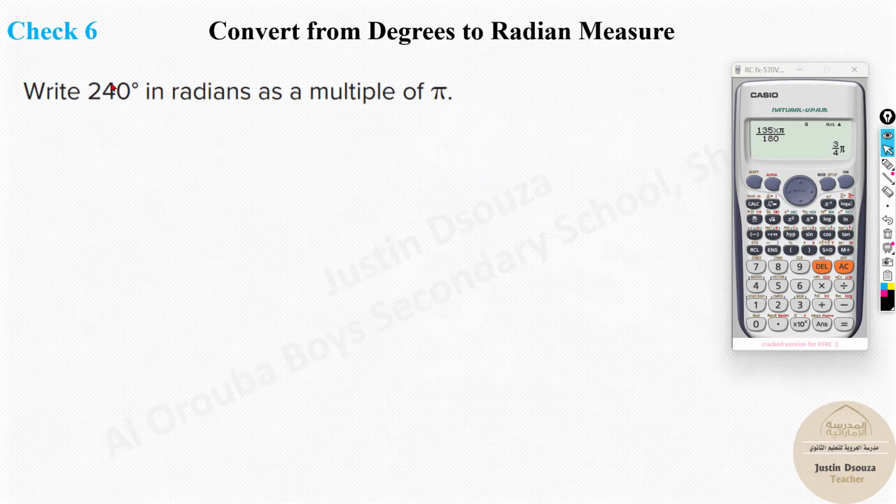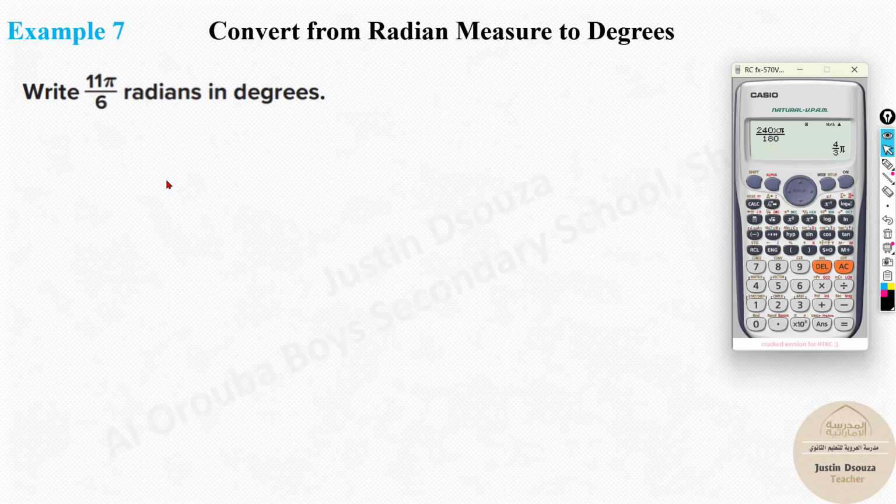Now, what about the same question again, 240. That's the same thing. All you need to do is just change this to 240. It's 4/3 pi, 4 by 3 pi. Okay. Now, what if you have radian to convert to degree? The formula was very simple. You just first write the radian measure, 11 pi by 6 multiplied by. Since radians are given, we have to write degrees first divided by radian.